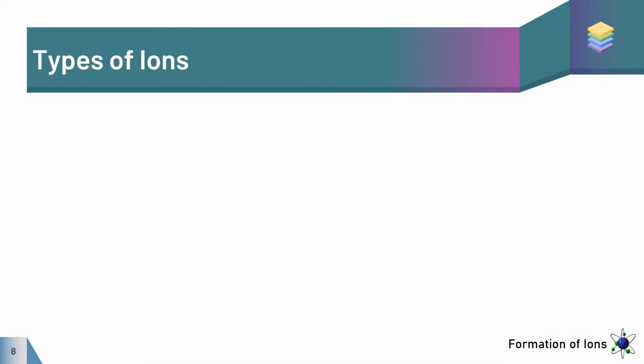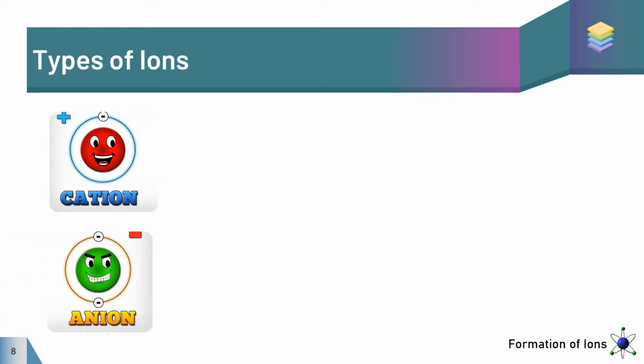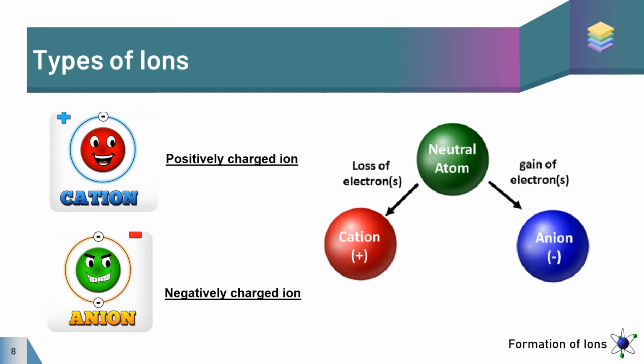Now, there are two types of ions. It could either be a cation or an anion. How are we going to differentiate the two? Cation is a positively charged ion. On the other hand, anion is a negatively charged ion. Now, how does an atom become a cation and an anion? I would like you to focus on this illustration. A neutral atom becomes a cation if it loses an electron, while a neutral atom becomes an anion when it gains an electron.